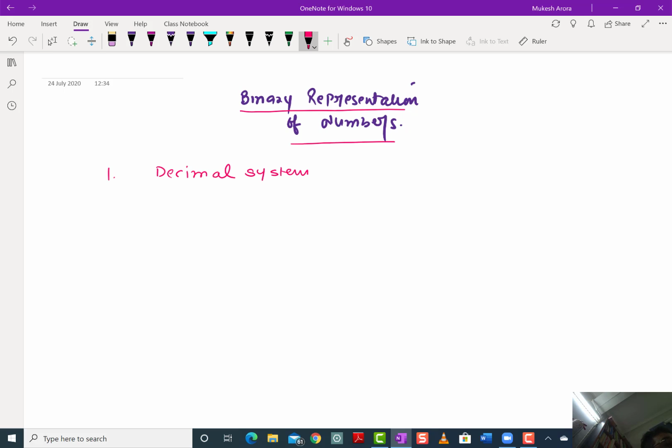In the decimal system, if the number is 2456, then we can write 2456. The base in this is 10. 2 into 10 raised to the power 3 plus 4 into 10 raised to the power 2 plus 5 into 10 raised to the power 1 plus 6 into 10 raised to the power 0.